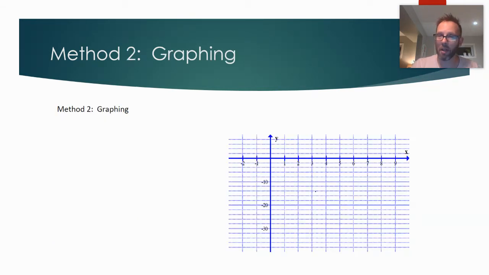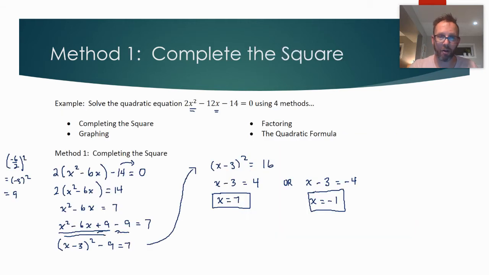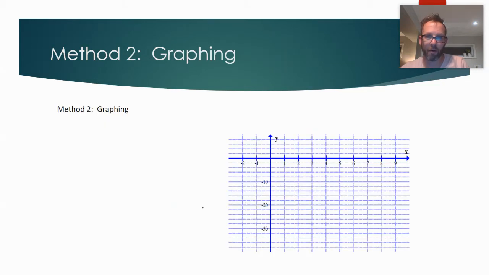The second method we can use is we can graph it. So let's do that. Now I'm going to rewrite my equation over here. Where's my equation? 2x squared minus 12x minus 14 equals 0.